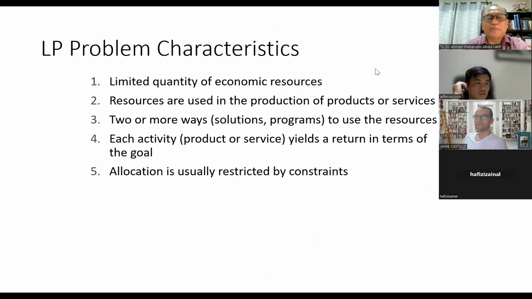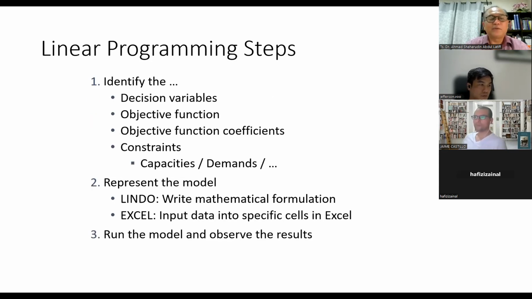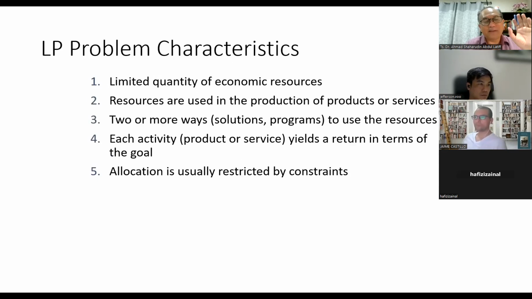So a linear programming problem is characterized by a limited quantity of economic resources. You can see the formula there, the total cost or total revenue, and then what will be your fixed cost, the maximum number of units. Then you look into how the resources are used, and the solution, and how the activity and allocation is restricted by the constraints. You put them into a formula. So you need to know how to identify that.